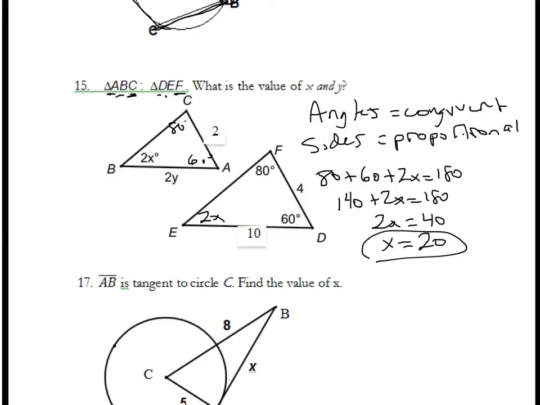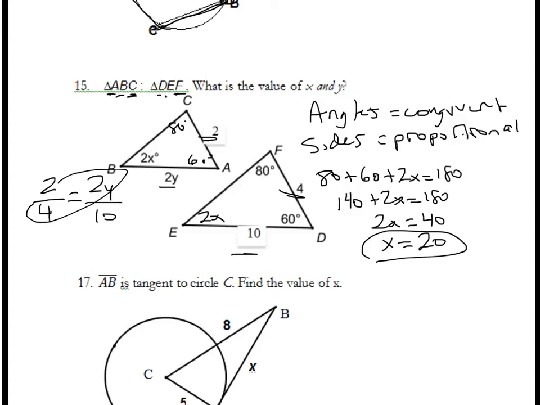Now solving for y, I need to set up a proportion. Okay, I'm going to set up corresponding sides. 2 and 4 are corresponding. 2y and 10 are corresponding. So let's set up the proportion. 2 over 4, so from small triangle to big triangle, equals 2y over 10, small triangle to big triangle.